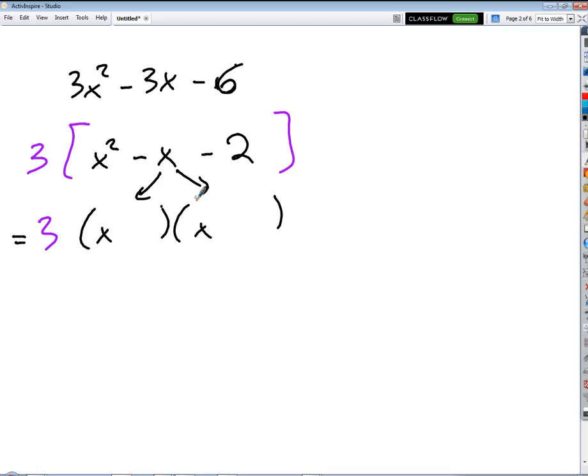So now we just have to find numbers that multiply to negative 2 and add to negative 1. What are they? Numbers multiply to negative 2 and add to negative 1. So one's negative, one's positive, right? The negative is bigger. What are they? Yeah, 2 and 1, sure. Done. Okay. So it turned into an easy one when we factored out 3.